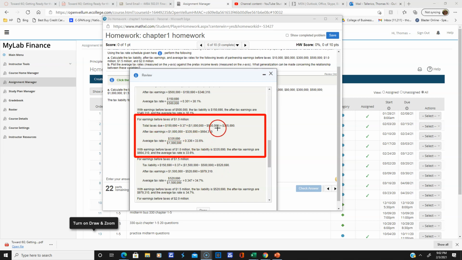So the answers here were: here is the total taxes due, here is the after-tax earnings, and here is the average tax rate. They summarize it all here.